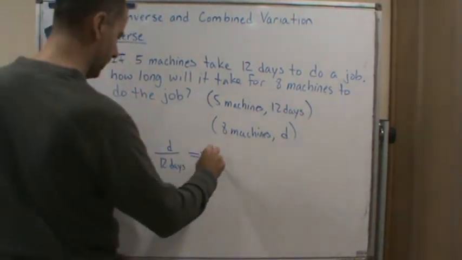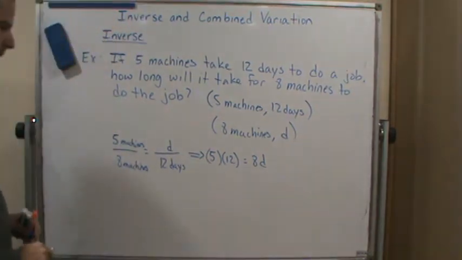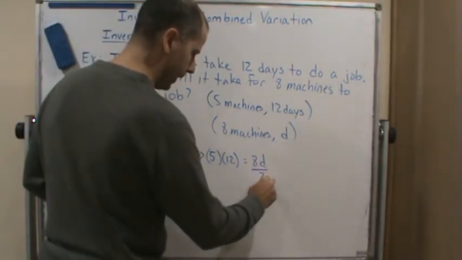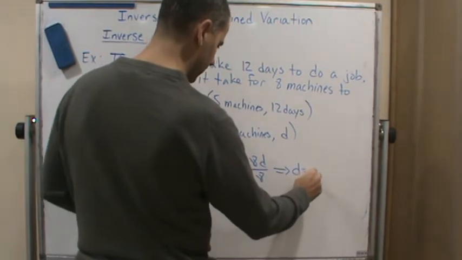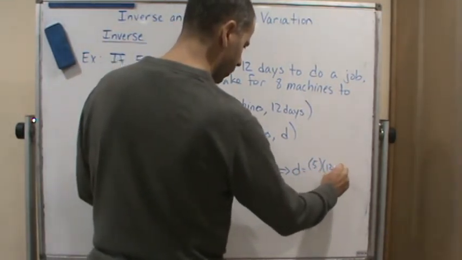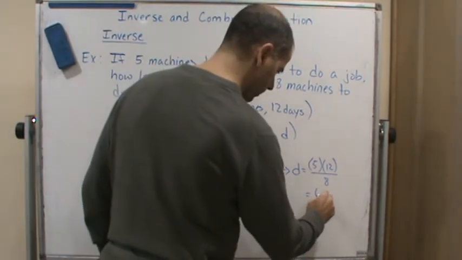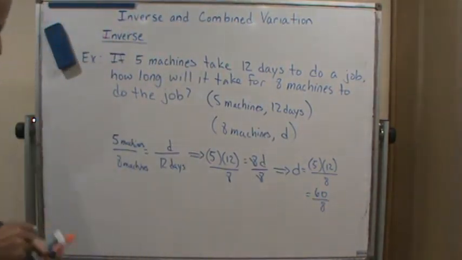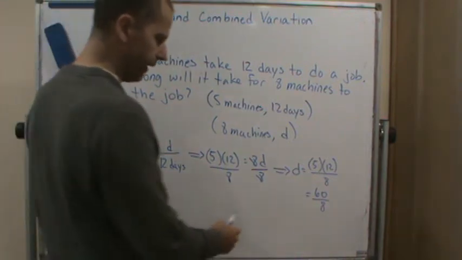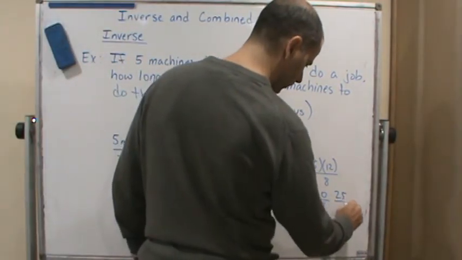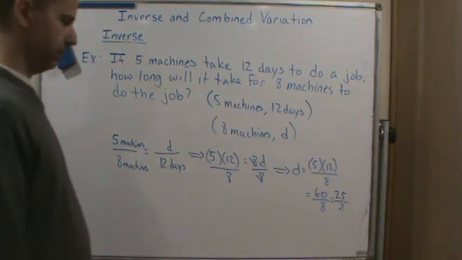So that means this is going to get 5 times 12 is equal to 8D. Now all I have to do is divide by 8. And what do I get? I get D is equal to 5 times 12 divided by 8, or 60 divided by 8. If I divide this by 4, I get 25 over 2, which is 12 and a half.